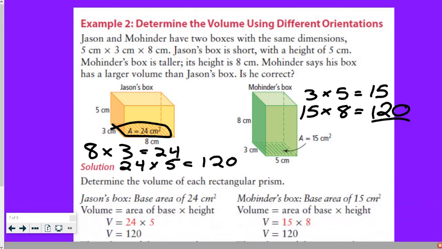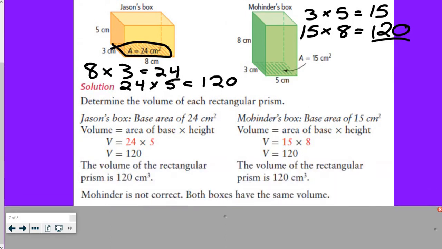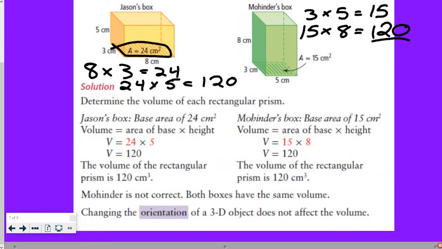So your solution: even though they have different base areas, they have the same volume. Just because you've turned it on its side doesn't mean that it has a different volume. What we're dealing with is three numbers here, 5, 3, and 8. And we still have 5, 3, and 8. Those three multiplied will always equal 120.